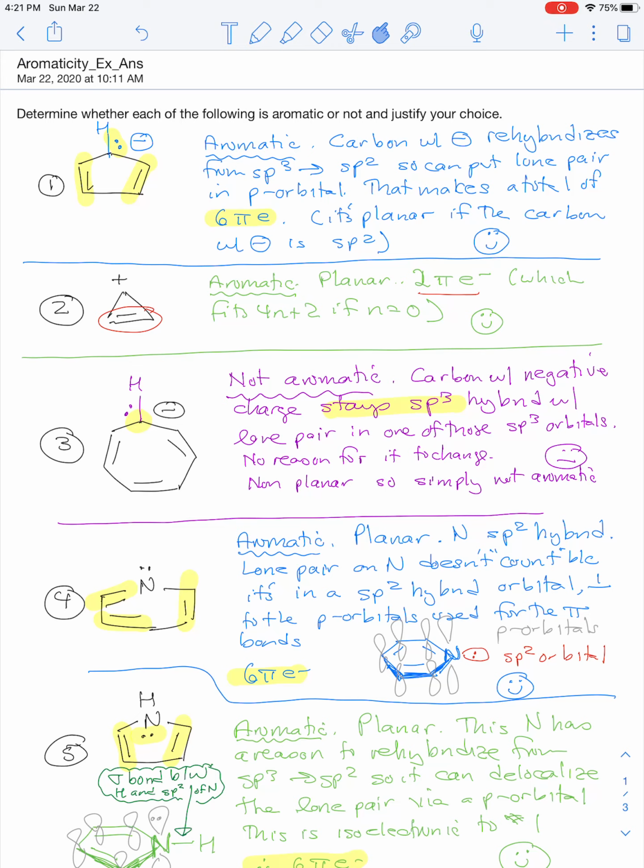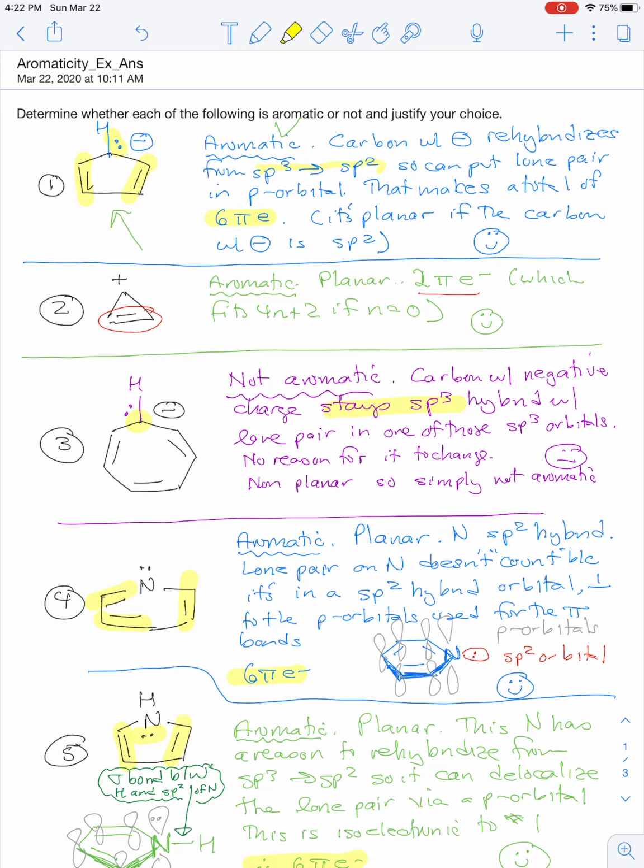So for the first one, we have this cyclopentadiene anion. This compound is aromatic, and that's because the carbon with the negative charge rehybridizes from sp3 to sp2, and that way the lone pair can end up in a p orbital, and that provides a total of 6 pi electrons.